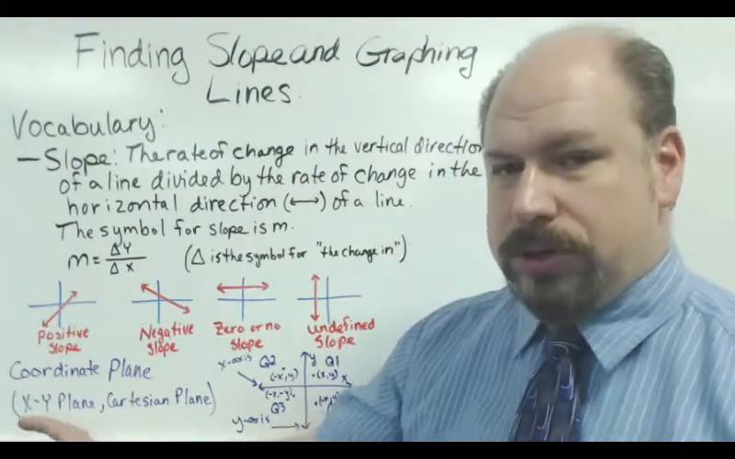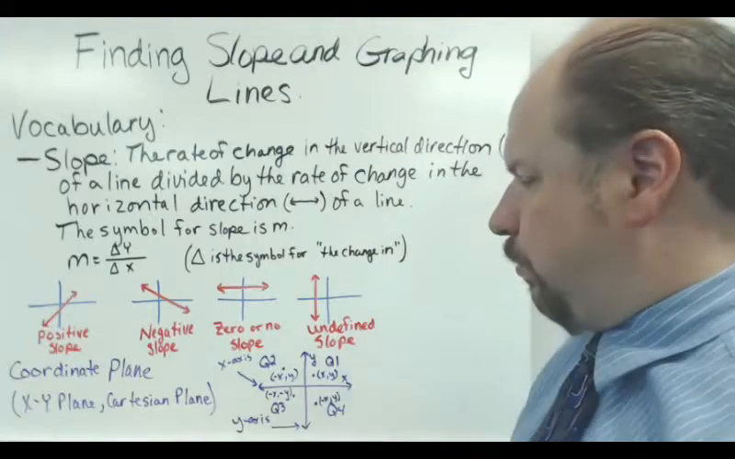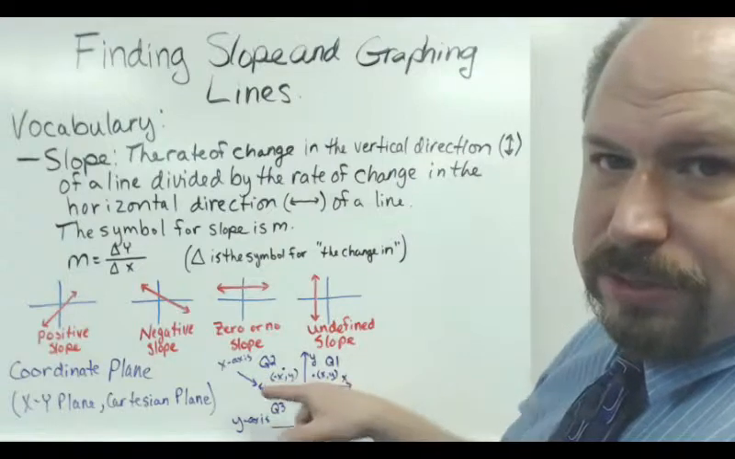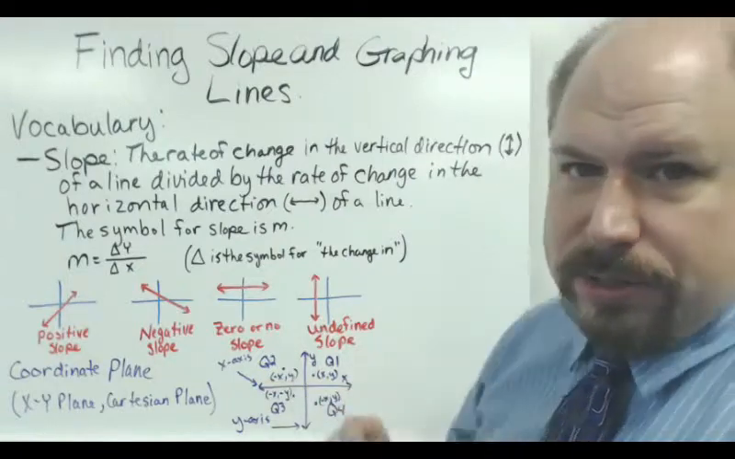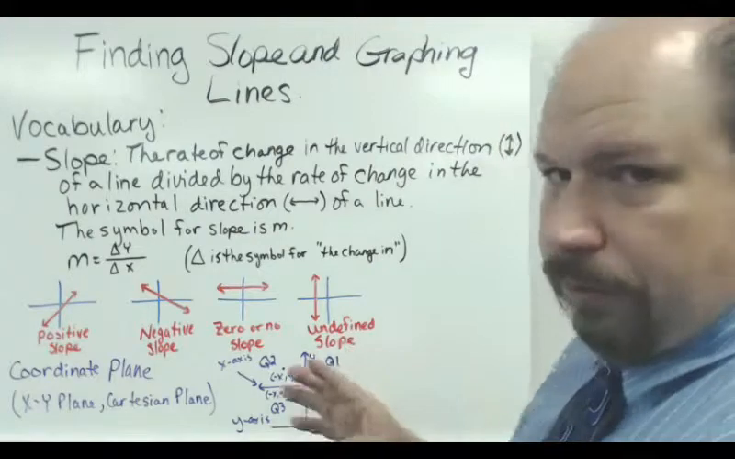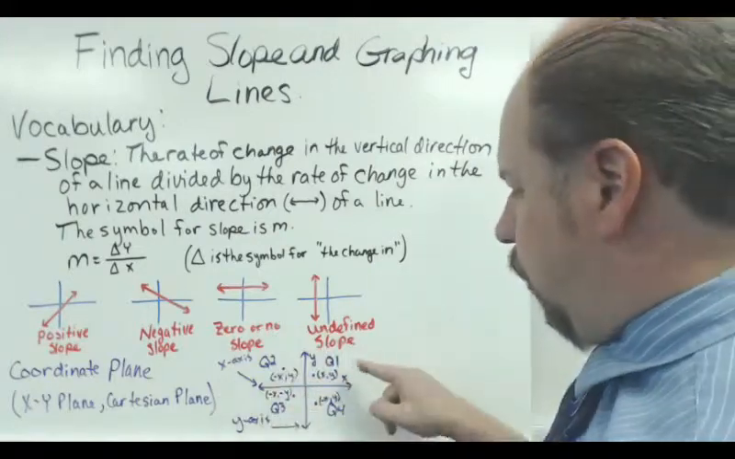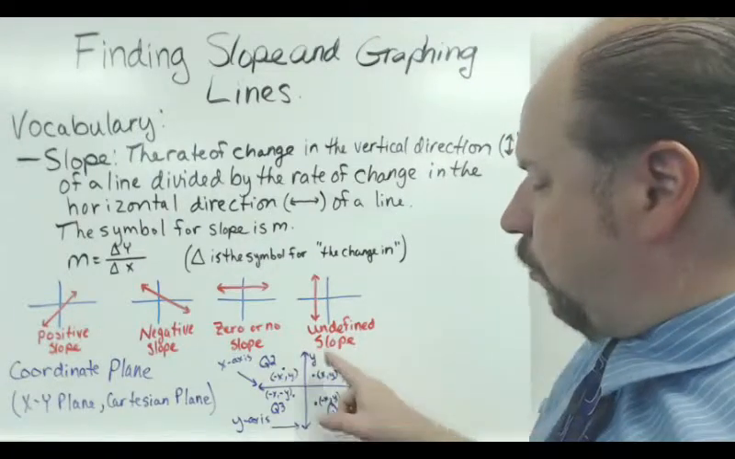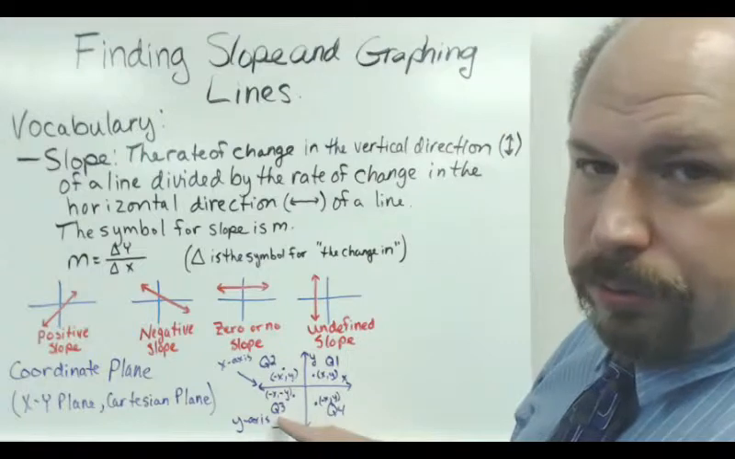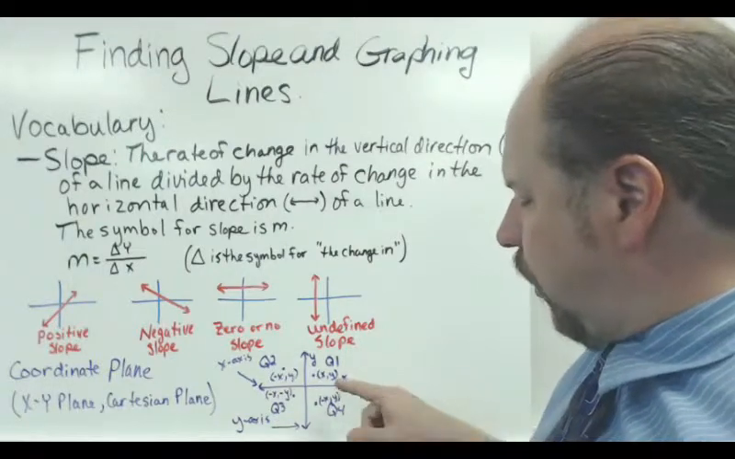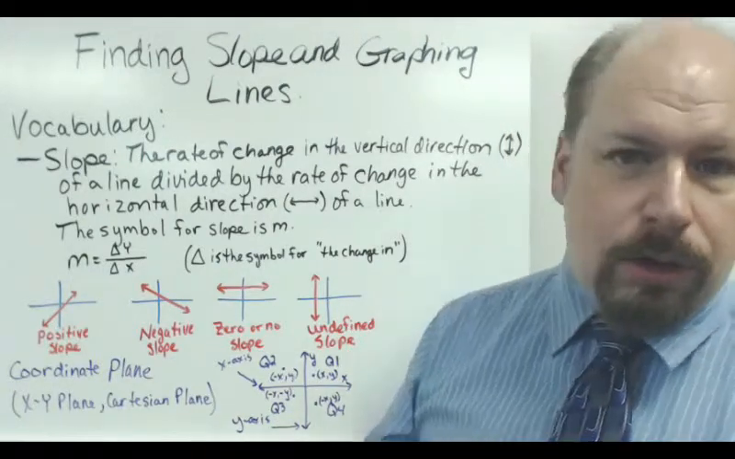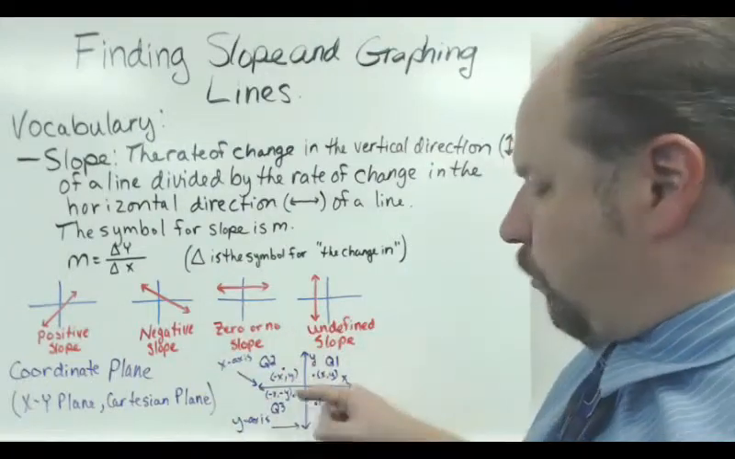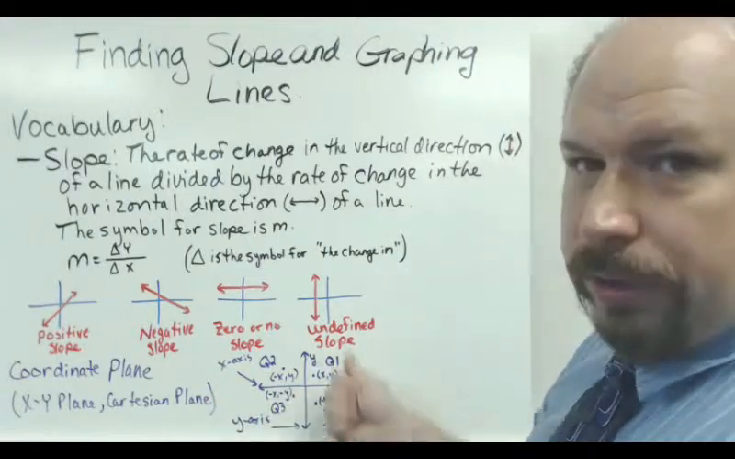Just a quick review on the coordinate plane. The coordinate plane could also be called the XY plane or the Cartesian plane. It has several different names that we can use for it. Remember, the x-axis is the horizontal axis, the y-axis is the vertical axis. We have 4 quadrants in our coordinate plane, and it starts in the upper right corner here, quadrant 1, and it goes counterclockwise. So quadrant 2, quadrant 3, quadrant 4, and all of the points on the coordinate plane are in the form x comma y.